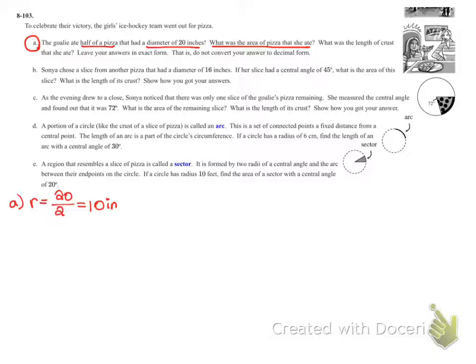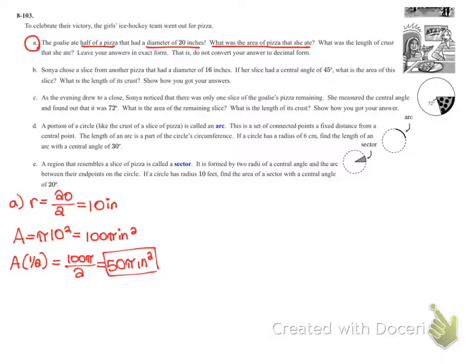I could find the area of this pizza if I wanted to. So I could find the area of the entire pizza by doing pi r squared. Why did they love using 10 as a radius? So I get the area of this pizza is 100 pi inches squared. But how much of the pizza did she eat? Well, she ate half of it. So I could say that the area of half the pizza, the part that she ate, would be 100 pi divided by 2, or 50 pi inches squared. So she ate 50 pi inches squared of that pizza. That's a lot of pizza.